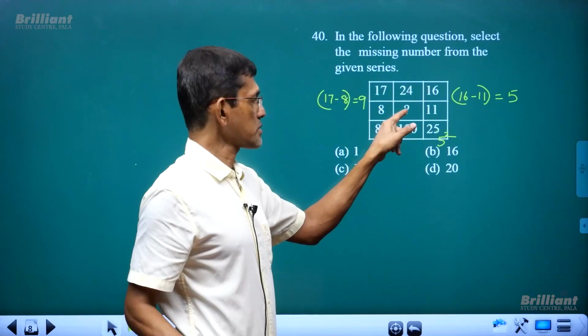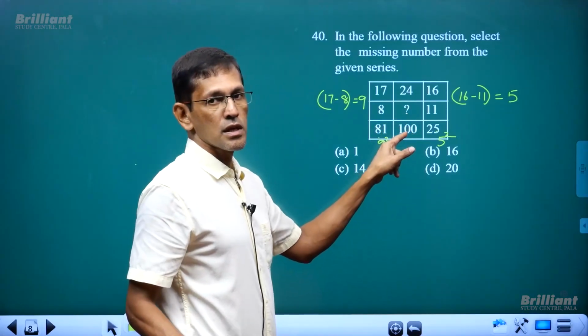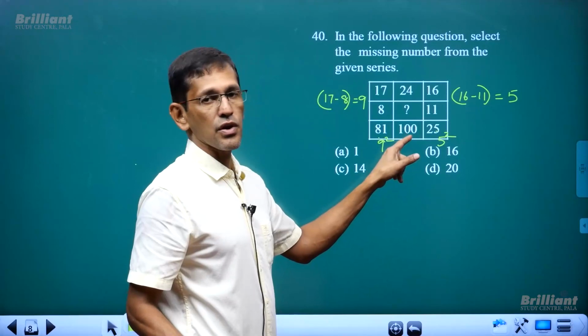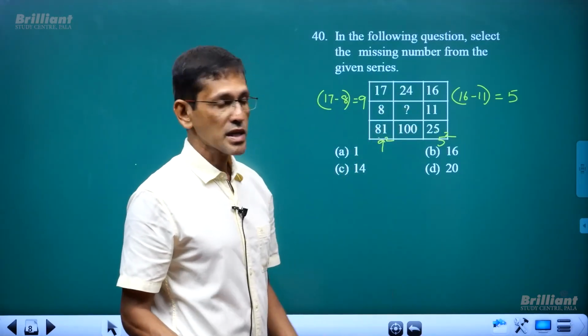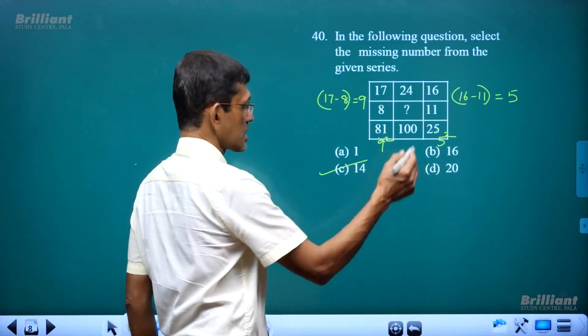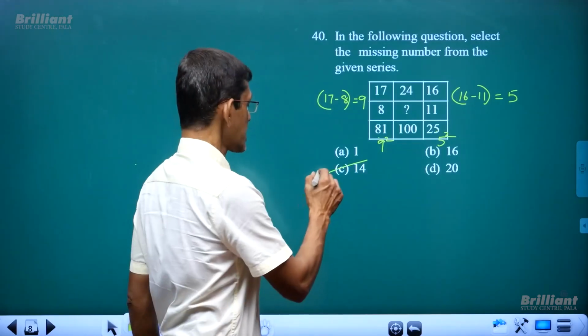24 minus something must be what? We need to get 10 square here. So 24 minus something must be 10. So 24 minus how much is 10? 24 minus 14 is 10. So the answer is what? 14.